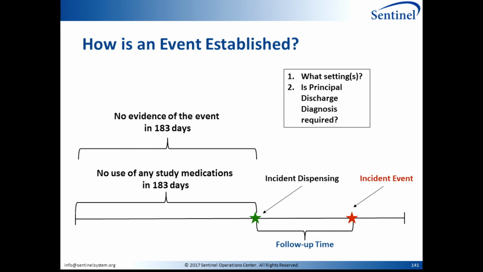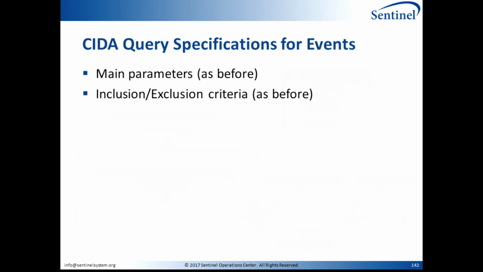Also with the event, I have to say, where do I want to find it? So again, I'm looking at claims data and I have several choices. I can look for it in an ambulatory setting, I can look for it in the emergency department, or I can require that somebody be hospitalized. If they're hospitalized, I can require that it has to be the principal discharge diagnosis, the reason that they were in the hospital. And so all of those things are parameters available to me that can help me better specify the question that I want to ask.